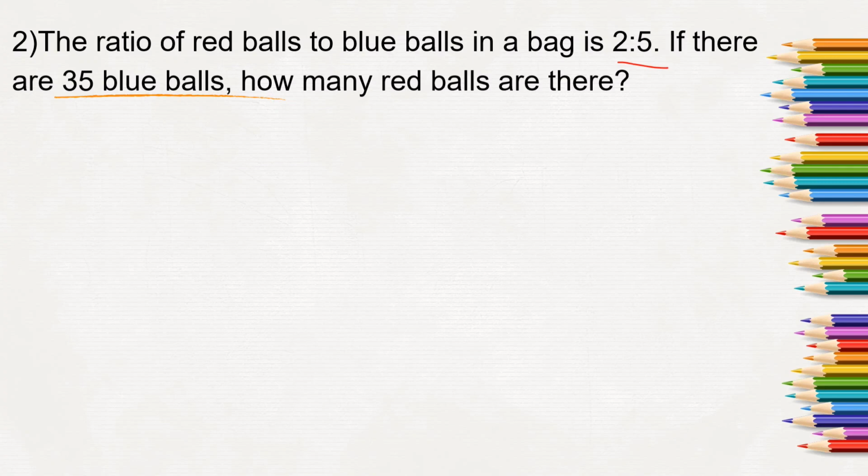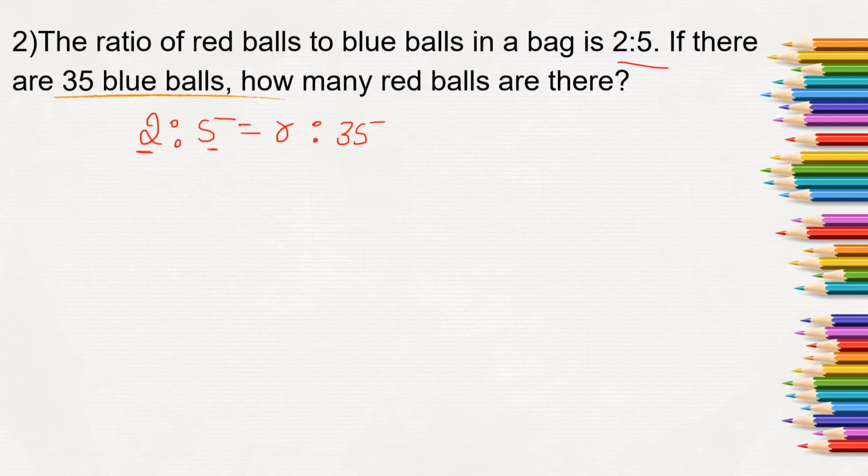So we can find the number of red balls by setting up a proportion, right? The ratio of red balls to blue balls is 2:5. We know that there are 35 blue balls, that is, for ratio 5, 35 blue balls are there. We don't know the number of red balls, we just know the ratio. So for red balls, we'll write it as R. R is to 35.